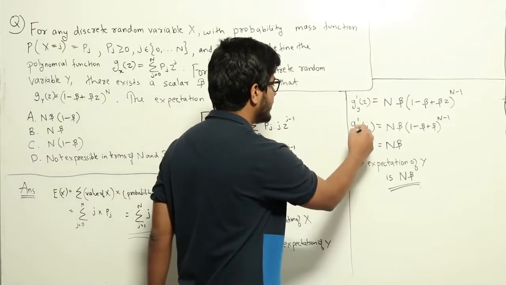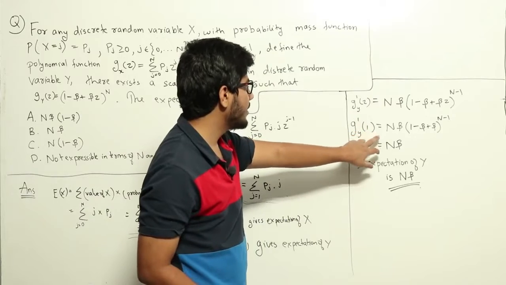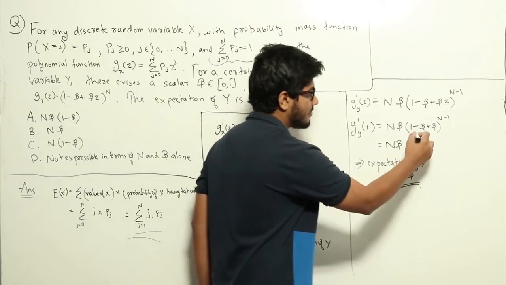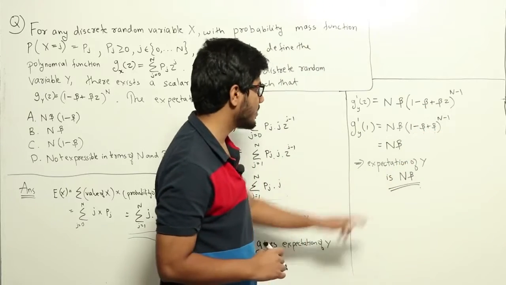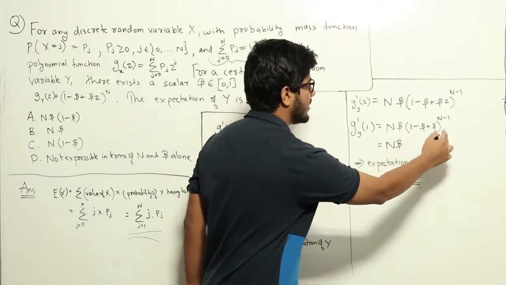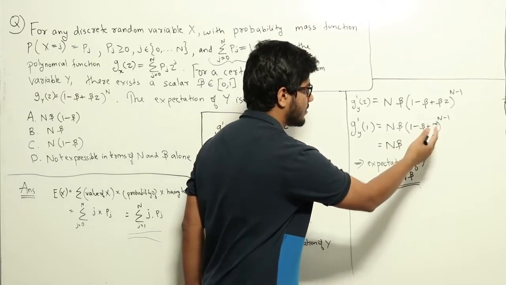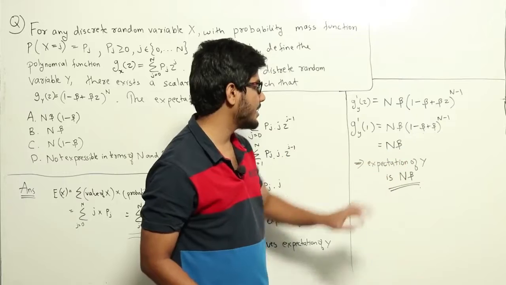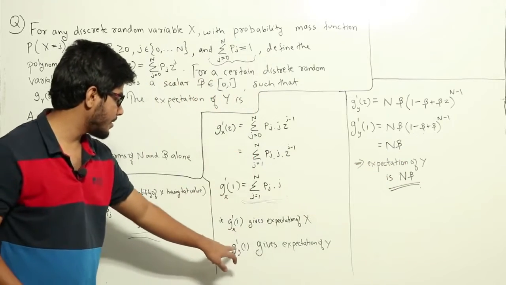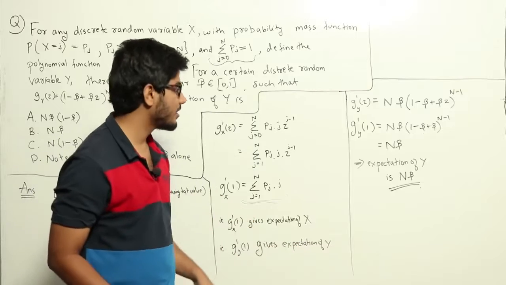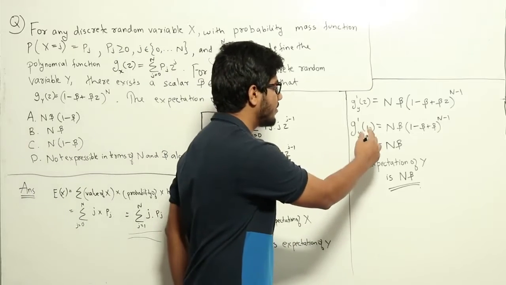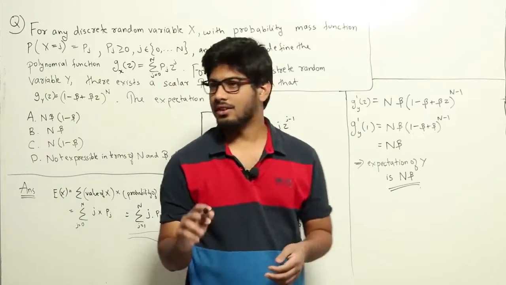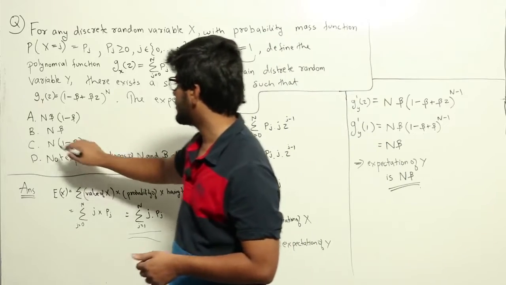So when I assign z equal to 1, g dash y of 1 will be n beta into (1 minus beta plus beta into 1, that is beta only) raised to n minus 1. So this term is 1 minus beta plus beta, the whole raised to n minus 1. That becomes 1 only. This entire term will be 1 minus beta plus beta, the beta terms will be crossed out. This will be 1 raised to n minus 1, that is 1 only. So this will become n beta. As I have written here, g dash y of 1 gives expectation of y. That's what we have calculated here. G dash y of 1 is n beta, which means the expectation of y is n beta. Now we look at the options. In options, B is the only right answer.